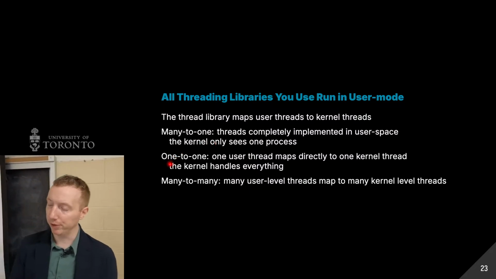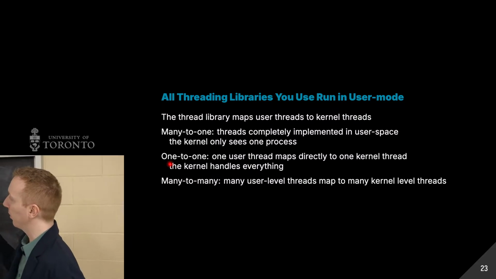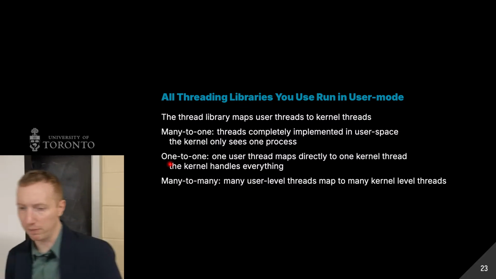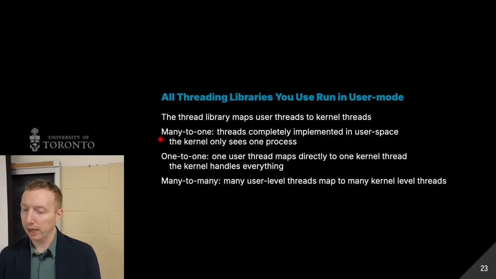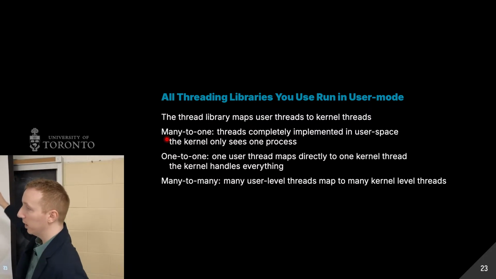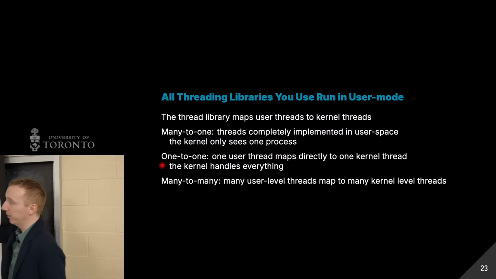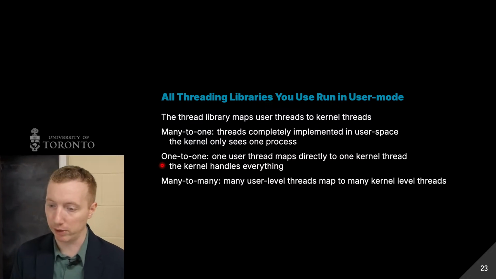The other one, which is basically the idea of kernel threads, is one-to-one. So one user thread maps directly to one kernel thread, and the kernel basically handles everything, including scheduling and all of that. So in lab 4, you'll be doing pure user space, which is many to one. They'll all be in user space, while the pthread library is an example of one-to-one. So one pthread is basically one kernel thread.